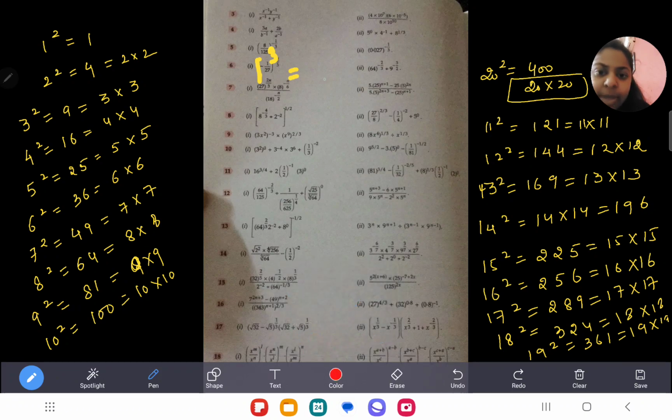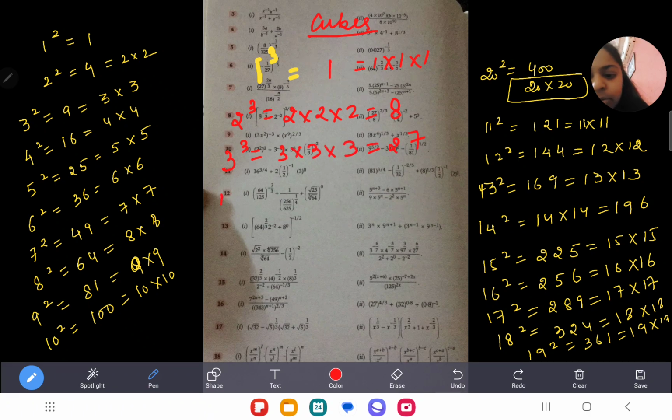1 cube shall be 1. 2 cube shall be 2 times 2 times 2. That shall be 8. 3 cube shall be 3 times 3 times 3. That shall be 27. 4 cube shall be 4 times 4 times 4. That shall be 64. 5 cube shall be 5 times 5 times 5. That shall be 125. 6 cube shall be 6 times 6 times 6. That shall be 216.